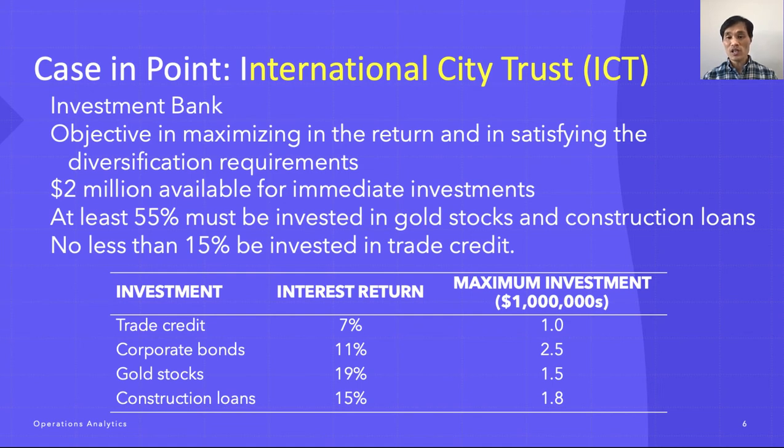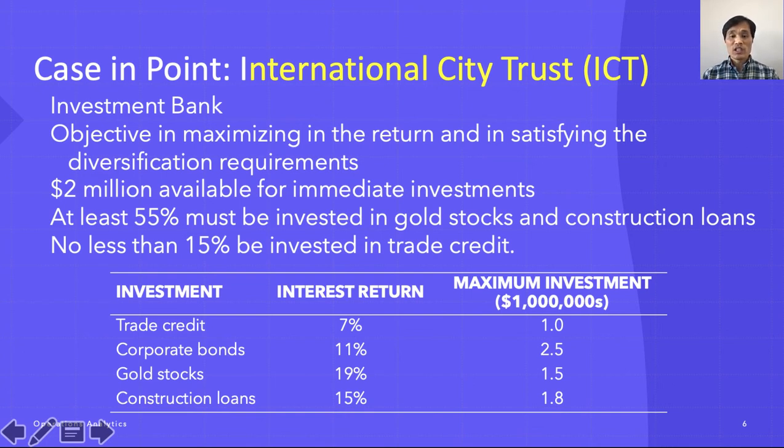Here you can see in this table: trade credit, corporate bonds, gold stocks, and construction loans. And they found the corresponding interest rates, from 7% to 19%. As you can see, gold stocks has the highest return rate, 19%. However, we also see that there's a maximum investment cap. The limit for trade credit is $1 million, corporate bonds $2.5 million, gold stocks $1.5 million, construction loans $1.8 million.